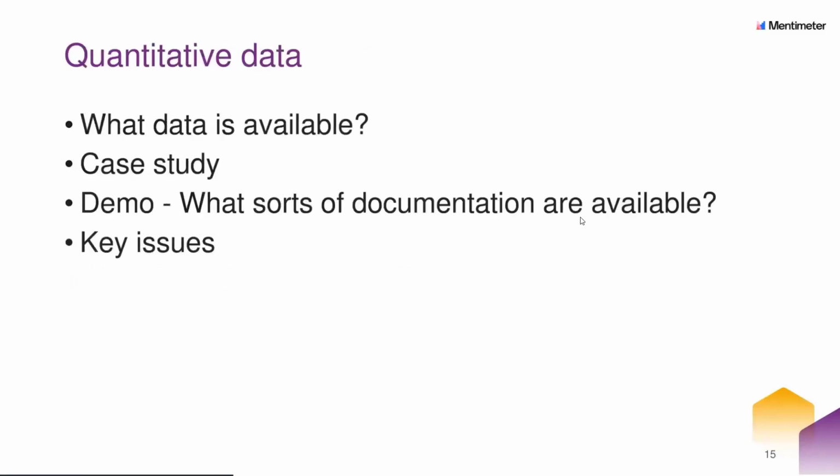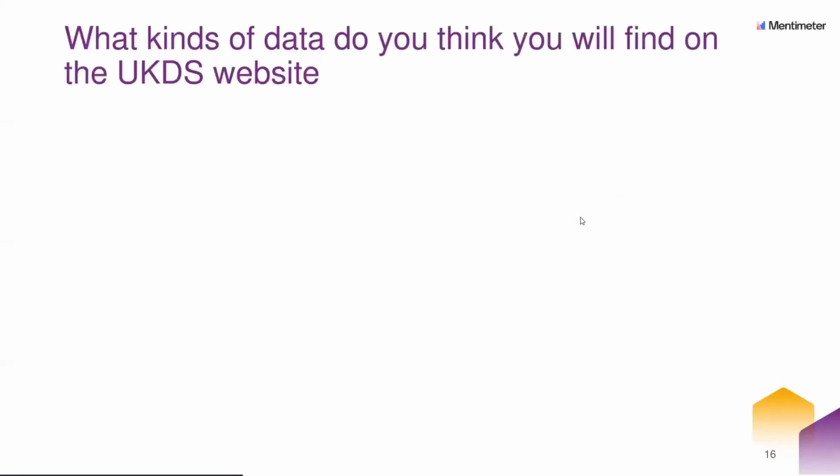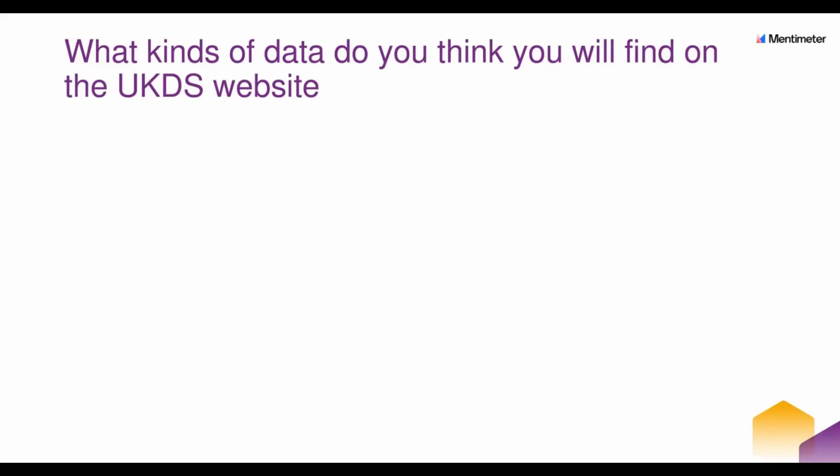So let's think about what's available. We'll do a short case study and we'll demonstrate what sorts of documentation are available and think through some key issues. First of all, this isn't a Mentimeter activity, so I'd just like you to think and maybe type in the chat the kind of data you think you might find on the UKDS website. Just give it 2 or 3 minutes and think about the data you would expect to find, focusing on quantitative data, survey type data, or census data.